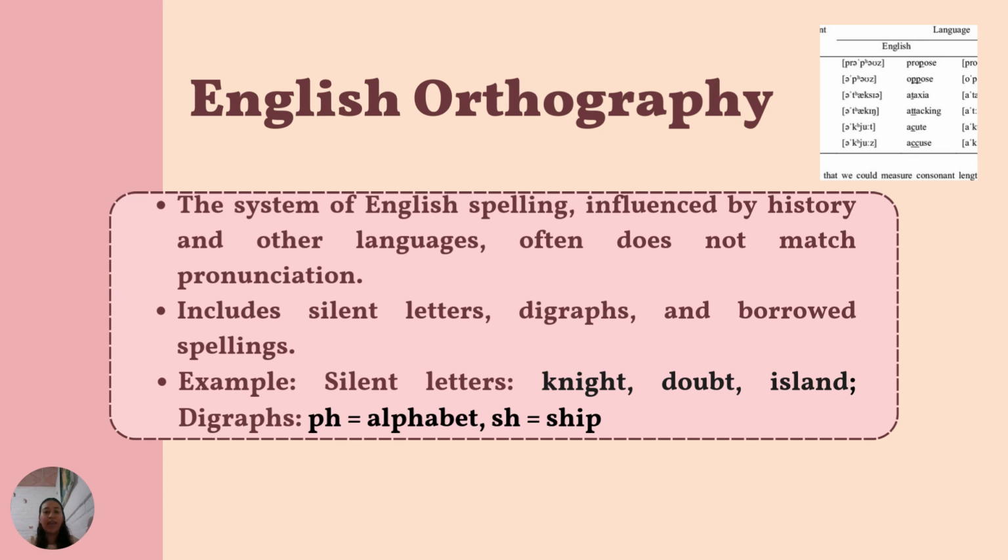So the next is English orthography. English orthography, or spelling, doesn't always match pronunciation. This happened because English has borrowed words from many languages and its spelling has changed over time. That's why we see silent letters, like the K in night and fight or the B in dog, and digraphs where two letters make one sound, like PH in alphabet or SH in ship.